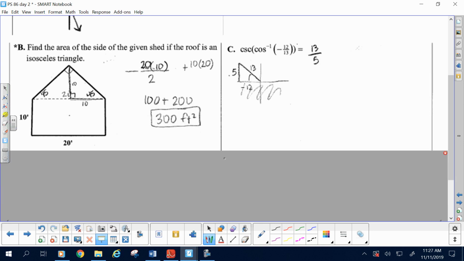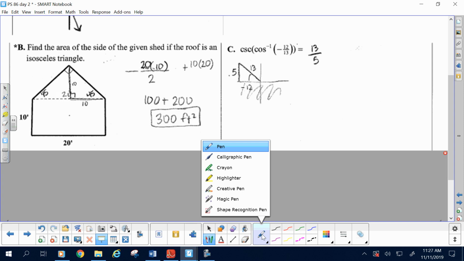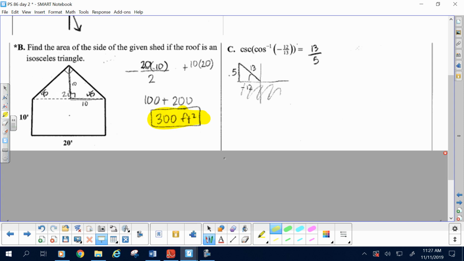The area inside that figure is 300 square feet. The picture here, because inverse cosine is first and second quadrant, you should have been drawing a negative in the second quadrant, and cosecant then is the reciprocal of sine. So 5/13.